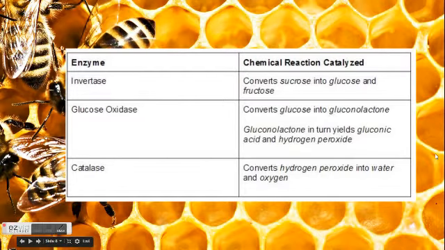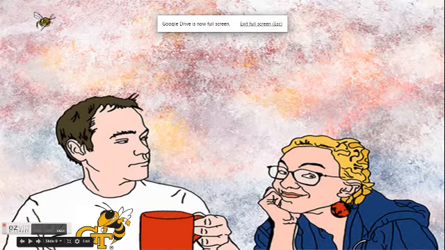I know we just went over a lot of information, so let's just review really quick. Invertase converts the main sugar in nectar into glucose and fructose. Glucose oxidase then converts some of that glucose into gluconolactone. Gluconolactone spontaneously turns into gluconic acid and hydrogen peroxide. Hydrogen peroxide is then converted into water via the enzyme catalase.